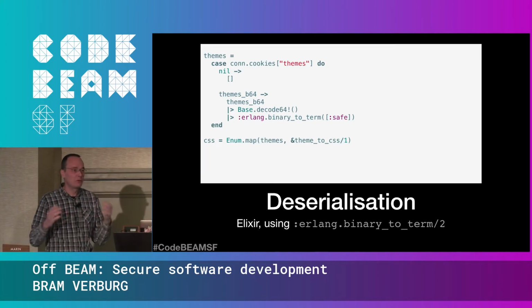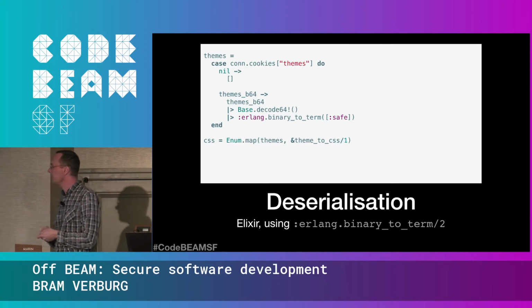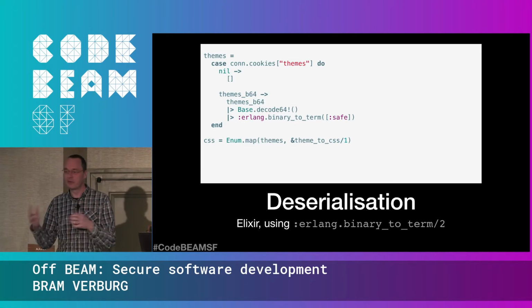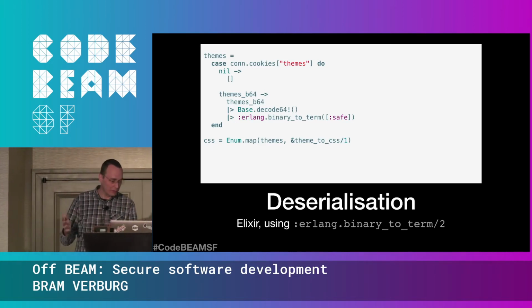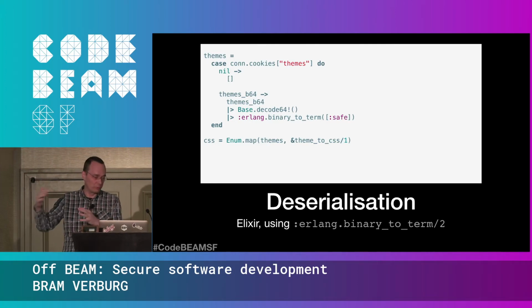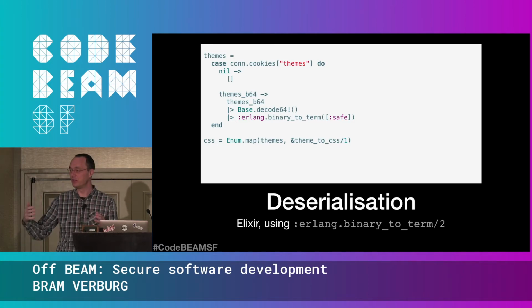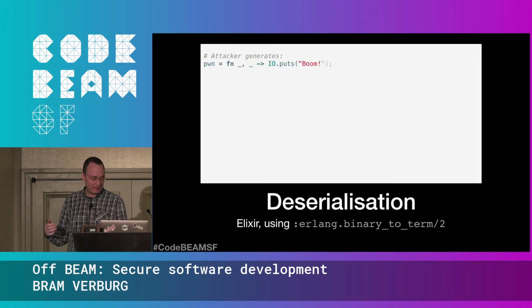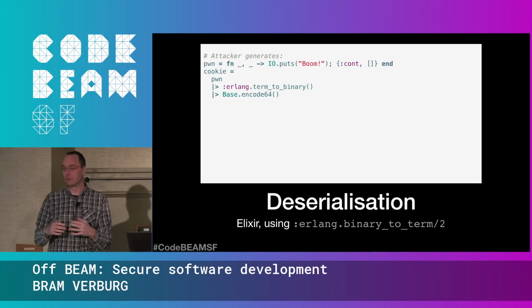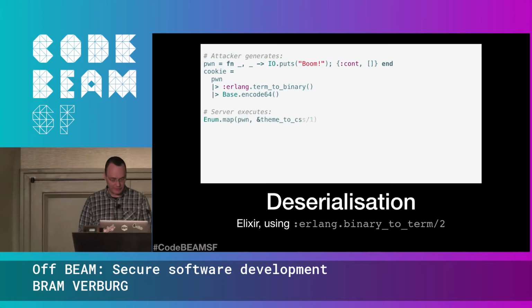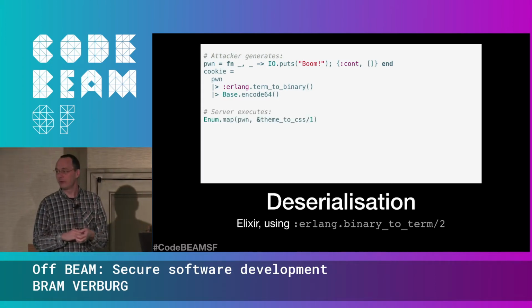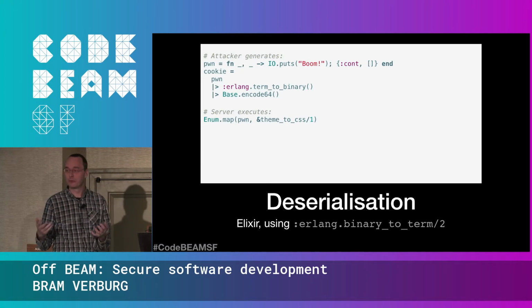So here's a little example, maybe contrived example, but a real example. This website basically lets the user customize the theme of the website, maybe set a dark background or change the font or whatever. And it does so by setting a cookie called themes, and it basically serializes some Erlang terms into that cookie. When the next request comes in, it gets deserialized, and it then basically enumerates over that list in order to build the CSS that will be rendered to the user.